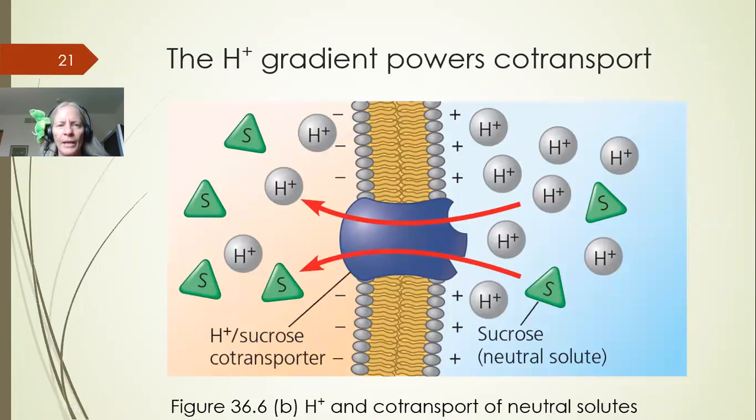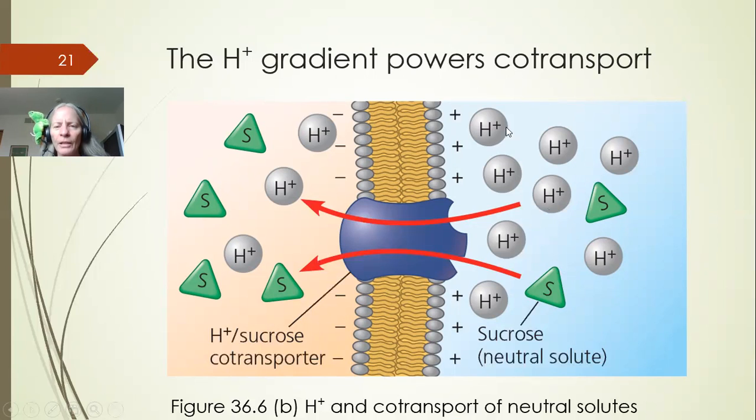The first way is that the hydrogen gradient can power co-transport. Co-transport is a type of transport that uses a transporter protein that has to bind to two different molecules, or ions I should say, in order for those particles to be transported across the membrane. Co-transport can sometimes have particles moving in opposite directions, but in the cases that we're going to illustrate here, we will show the particles moving in the same direction as each other.